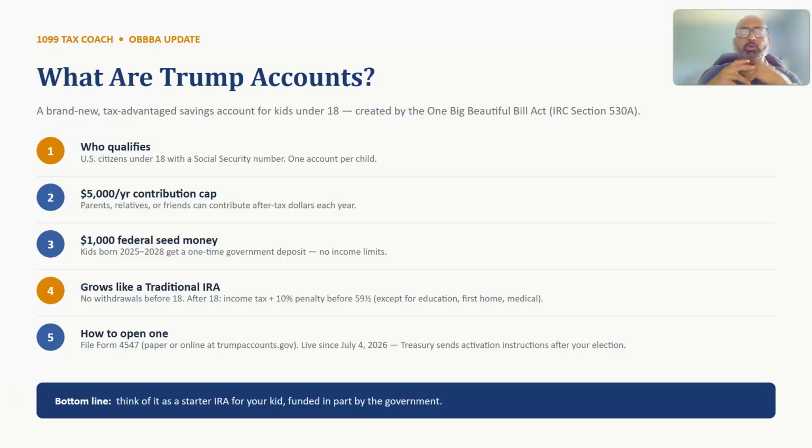Now, in order to open a Trump account, a Form 4547 has to be filed on behalf of the beneficiary, on behalf of the child, with the IRS, and the IRS will process that form and will send further information about activating and then start contributing money into the Trump account for their child.